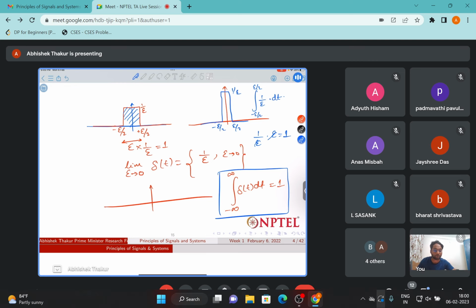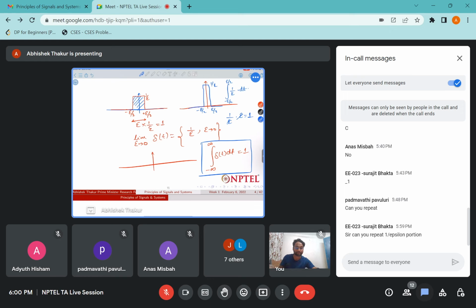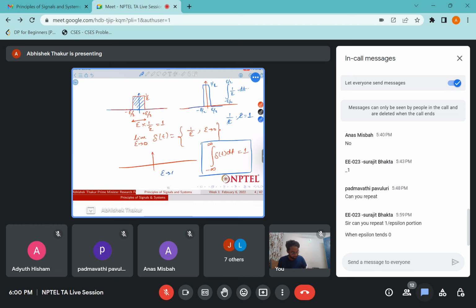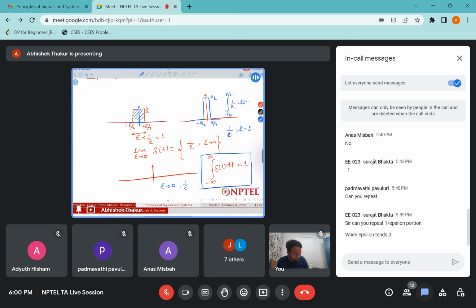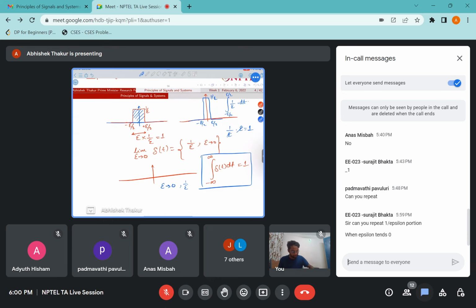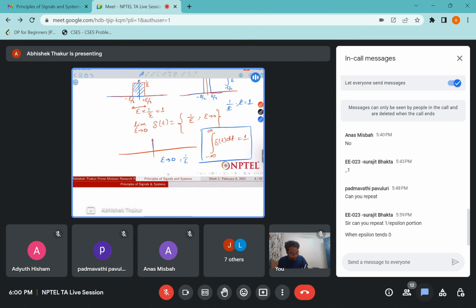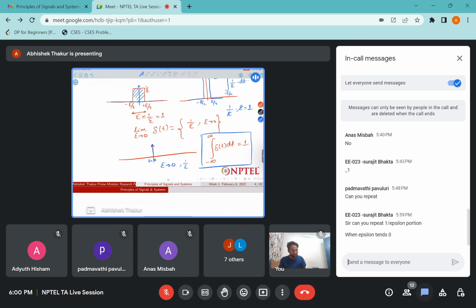Okay, so we will see some of the properties of the impulse function. About the 1 by epsilon portion: whenever epsilon tends to 0, this 1 by epsilon will become infinite. So when you make this curve closer, when epsilon by 2 tends to 0, at that time there will be an impulse at t equal to 0, because the value is 1 by epsilon. When epsilon tends to 0, 1 by epsilon tends to infinite, so the magnitude here will be infinite. We'll now see some of the properties of this impulse function.